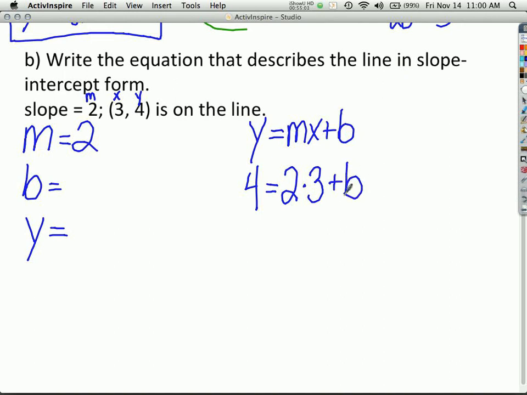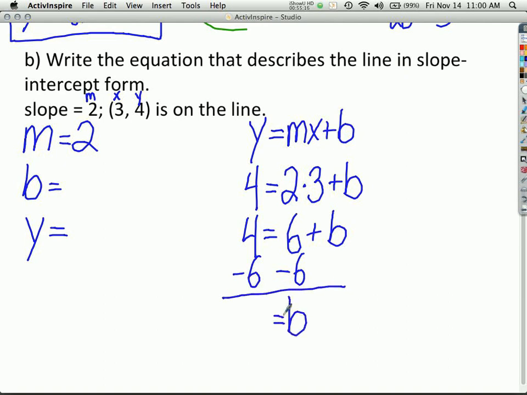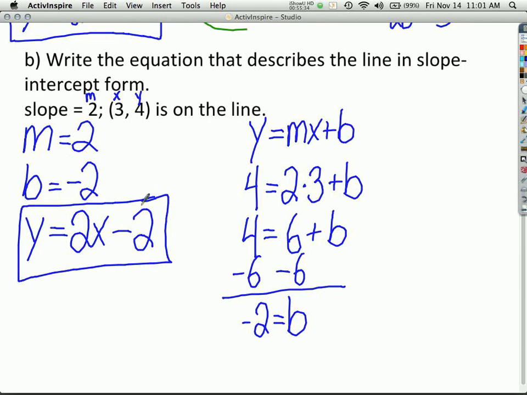My super high level students can do the rest mentally. If you're not quite ready for it, then just simplify and solve. 4 equals 6 plus b. Subtract 6 from both sides, and you get b equals what? Rose? -2. And so we now have our two pieces of evidence. Now we can put it all together. Y equals mx plus b. Y equals 2x minus 2. Does anyone have any questions on how we do that?